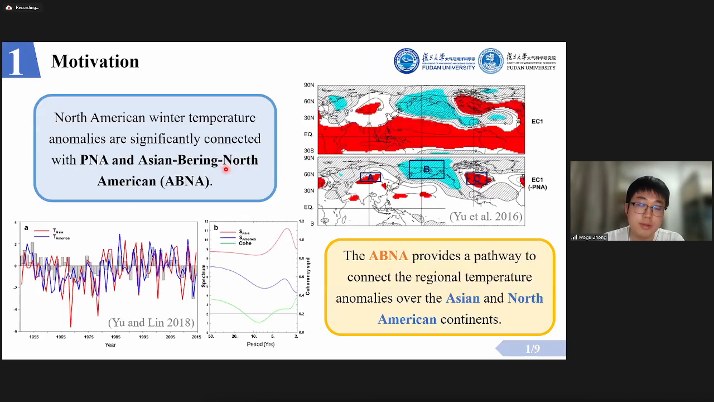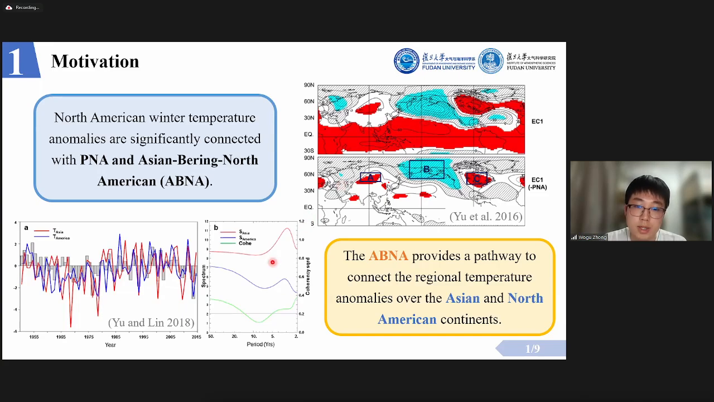The ABNA teleconnection was first put forward by Dr. Yu in 2016. We all know that North American winter temperature anomalies are significantly related to the PNA. Dr. Yu's work suggested that after removing the impacts of the PNA, there exists a zonal wave chain in the mid-latitudes with 3 loading centers located in northern Asia, the Bering Sea and Strait, and eastern North America. That is the ABNA teleconnection.